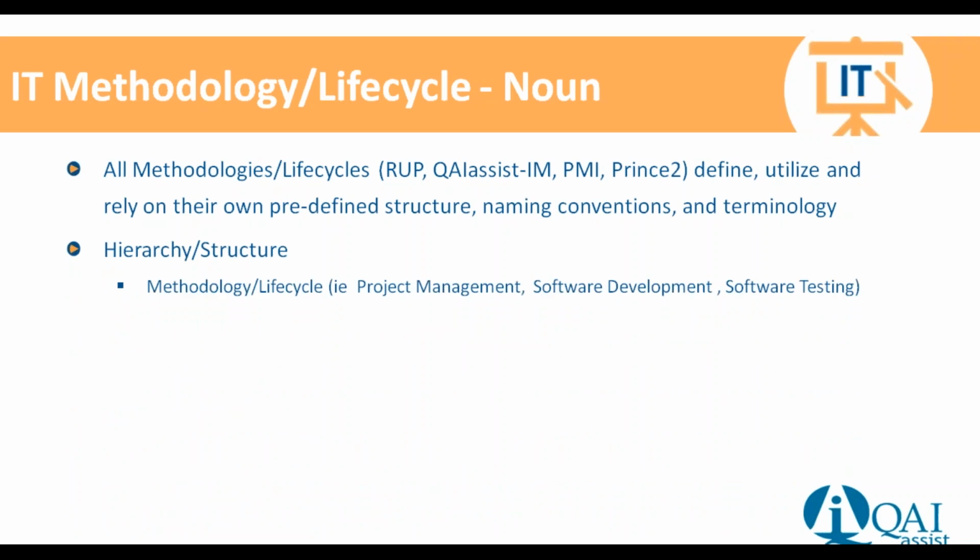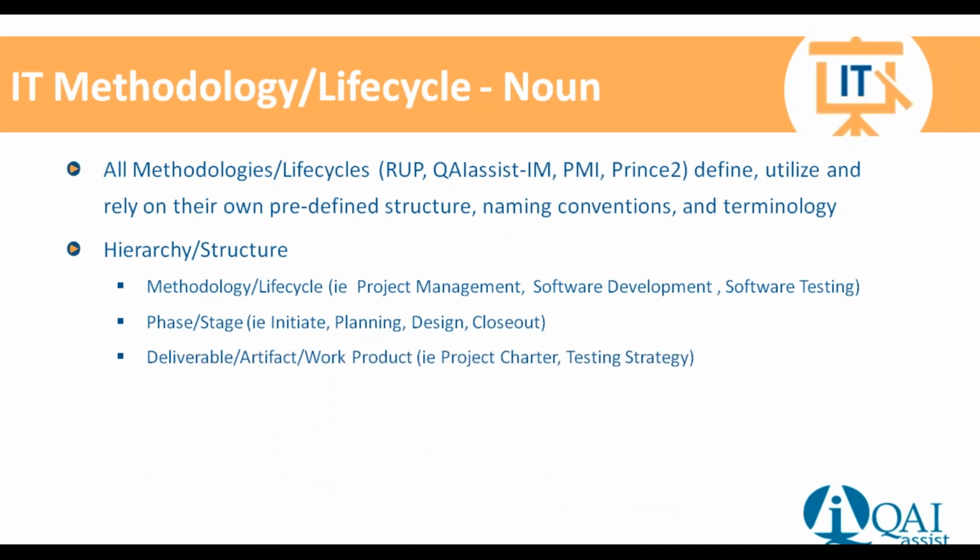And each of them, there is a hierarchy or a structure for all of these. At the high end, at the top of the hierarchy is the methodology or the life cycle. So there would be a project management life cycle or methodology, software development methodology or life cycle or framework, and software testing similarly. Within the methodology or methodologies or life cycles, there are going to be phases or stages that are used, and there's a naming convention that's incorporated into them. So you may have an initiate phase or a planning stage or a design stage or a closeout phase. So that's the next level down within the hierarchy.